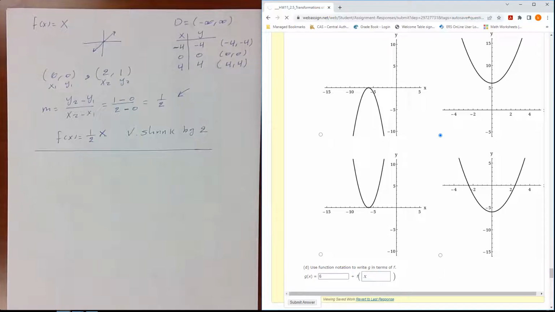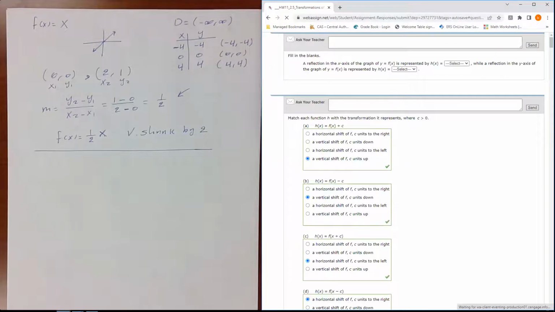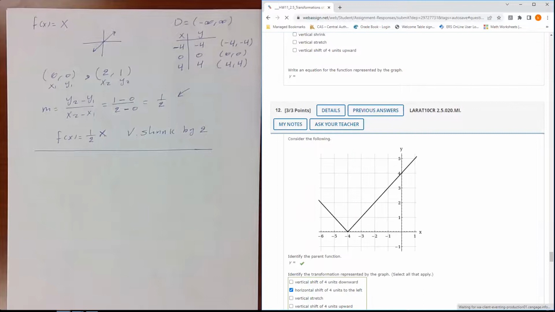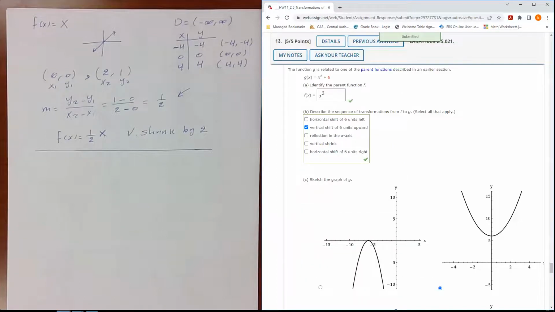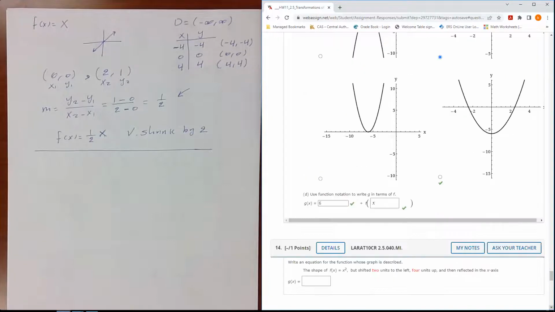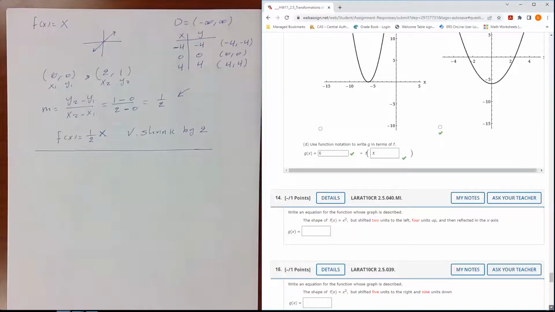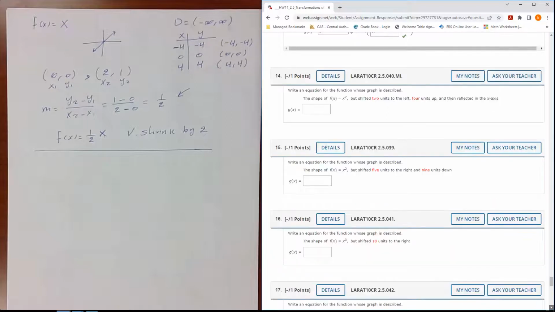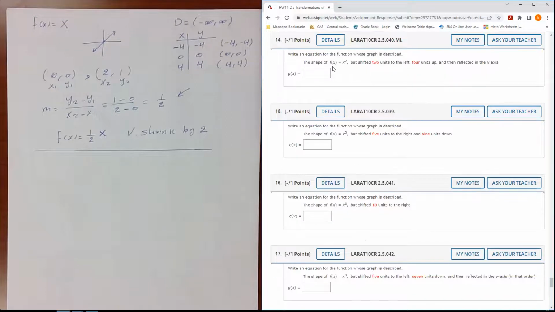So for f of x, you're just going to plug in f of x and add the 6, which doesn't matter. It's still the basic function, and the 6 means shift up. Next one, we get the shape of f of x equals x squared, but shifted 2 units to the left. So you're going to shift 2 units to the left.